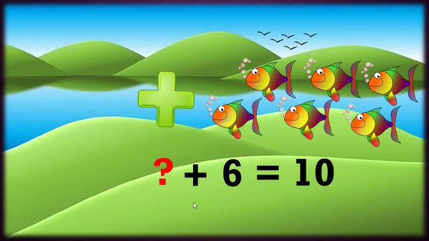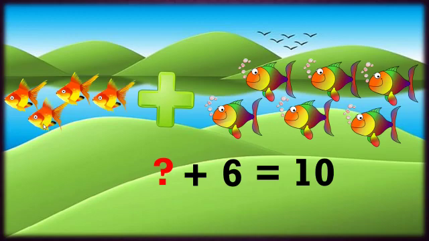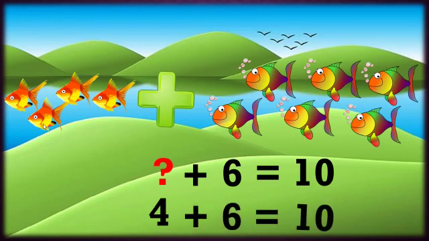In this question, we have 6 fish. Count it. 1, 2, 3, 4, 5, 6. We have 6 fish. And how many fish do we need more to make it 10? We will count next from 6. 7, 8, 9, 10. We need 4 fish more to make it 10. That means 4 plus 6 is equal to 10. Very good.